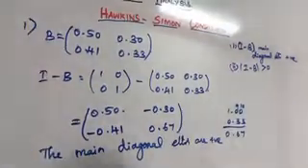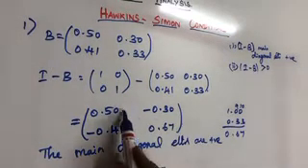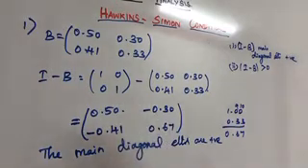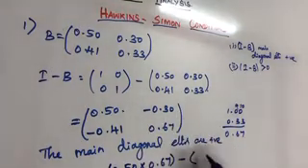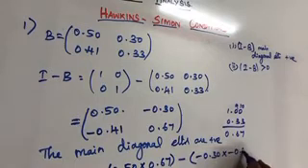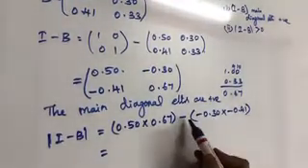What is the second condition now? We have to find the determinant of I minus B. This is the matrix, so now we find the determinant. The determinant of I minus B means we multiply the main diagonal elements and subtract the product of the other two: 0.50 into 0.67 minus 0.30 into minus 0.41.